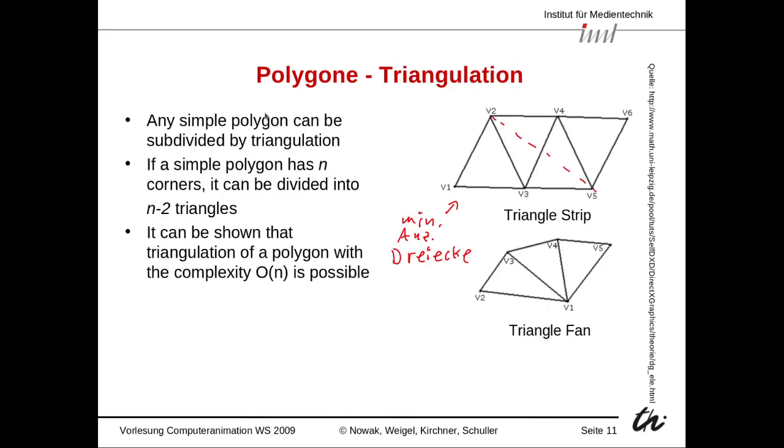So here's the triangulation. A simple polygon can be subdivided by triangulation, which you can see here. So basically we have an object and we subdivide it into triangles. If we have n corners, it can be divided into n-2 triangles. It can also be shown that triangulation of a polygon with a complexity of order n is possible, which means it's proportional to the number of corners. So that's actually quite good.